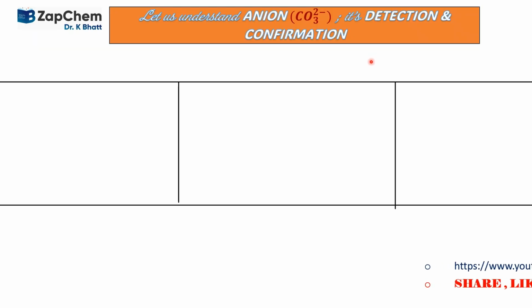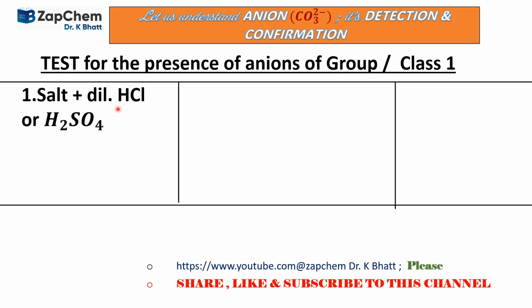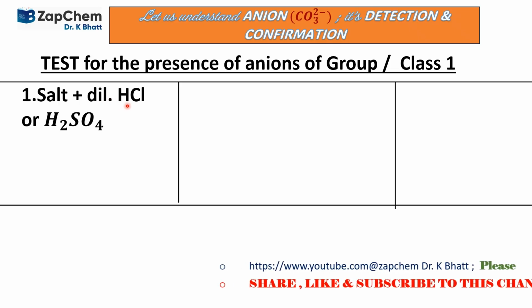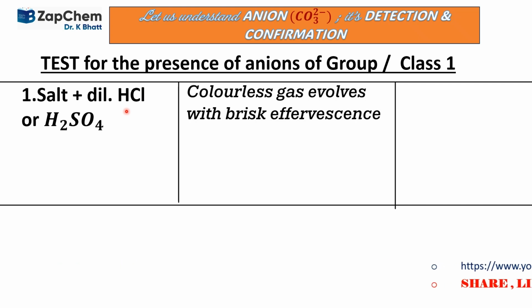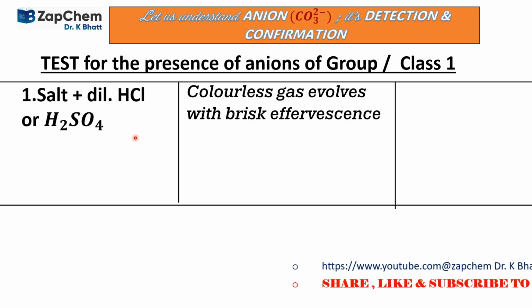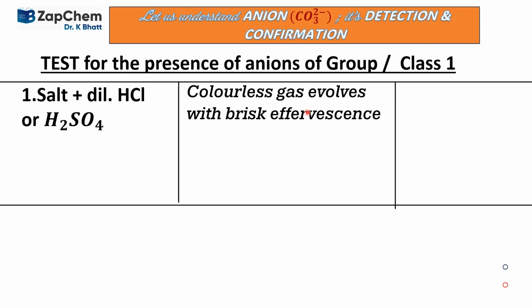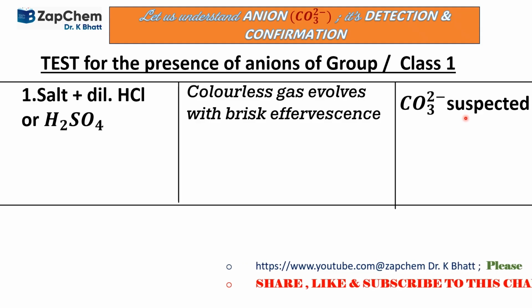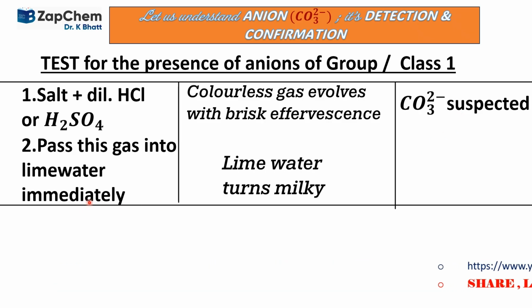Now here is a test for and confirmation of carbonate. There is only one reagent for every ion in class 1, and that is either dilute HCl or sulfuric acid. Take roughly about 0.2 gram of the salt in a test tube and add about 3 to 4 milliliters of HCl or sulfuric acid. If you find a colorless gas coming out with effervescence, it is an indication that carbonate, CO3 2 negative, is present, or it is suspected. Then pass this gas immediately into the lime water.